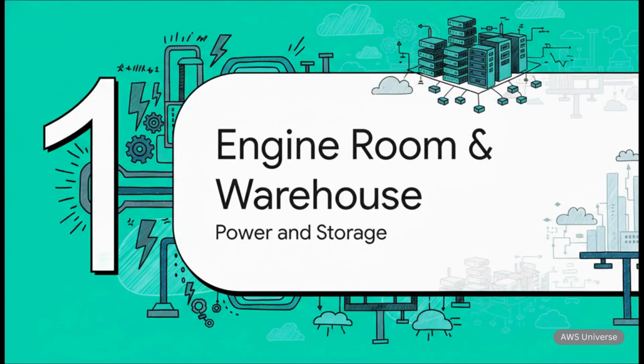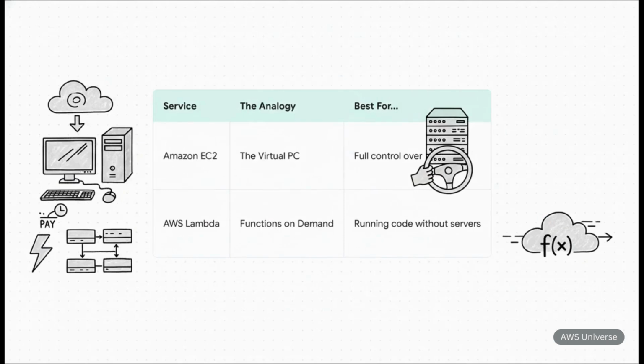Every city has to start somewhere. It needs a foundation, and in our cloud city, that's the engine room and the warehouses. This is where all the raw power, the real computational muscle, and the vast storage that holds everything together. This is where it all lives. So how do you actually power your stuff? Well, you've basically got two main choices.